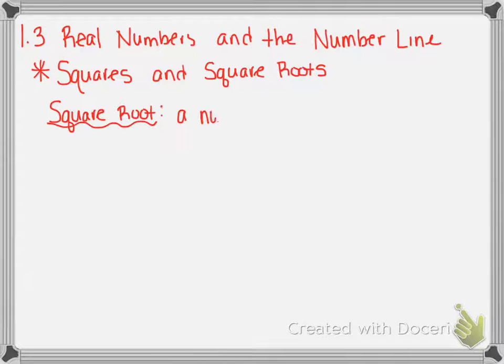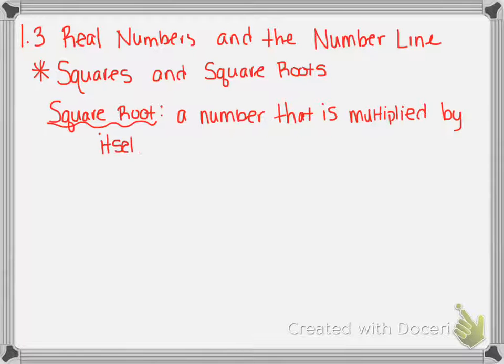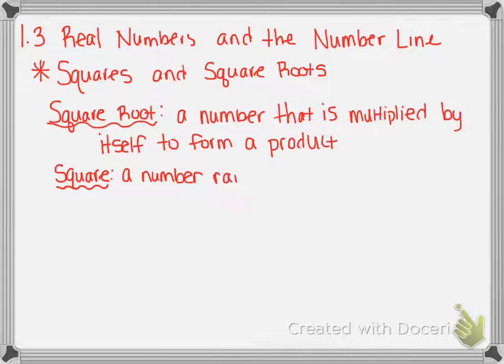Let's start with a couple formal definitions. First one is square root. This is going to be a number that is multiplied by itself to form a product. This is going to be one of our SMART goal words, so you will be tested over this several times throughout the year. The next word, square.